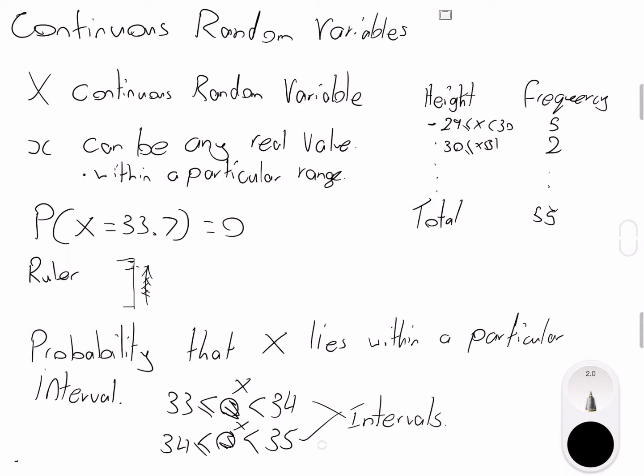Then a histogram is much like a column graph, except there are no gaps between the columns. So if I was to quickly draw one out, then each of these columns would represent one interval. So we'll have up here the frequency, and along here we've got x, which is our intervals.